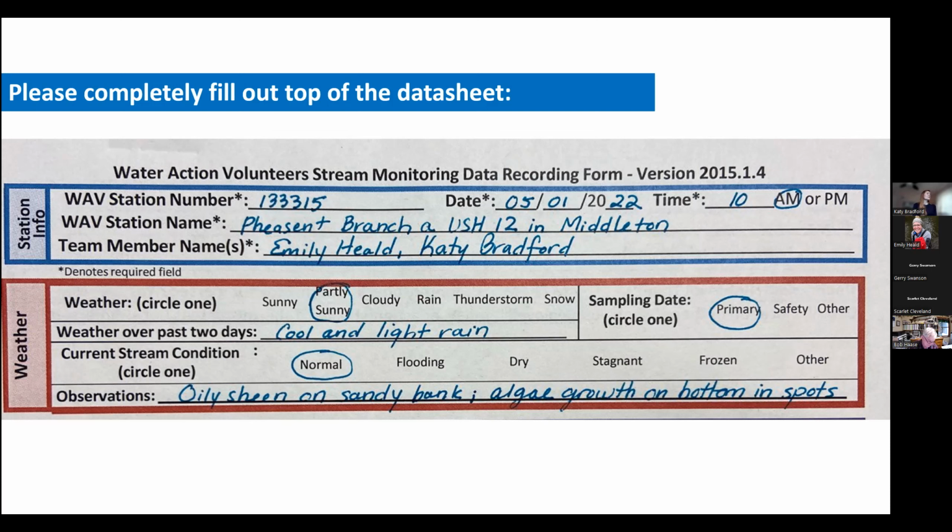So on my stream that I monitor, Pheasant Branch Creek in Madison, it's an impaired stream. It's basically a drain pipe for an urban area. And so we see things like, when I went down recently, there was an oily sheen on the sandbank along the stream. So I would note something like that.